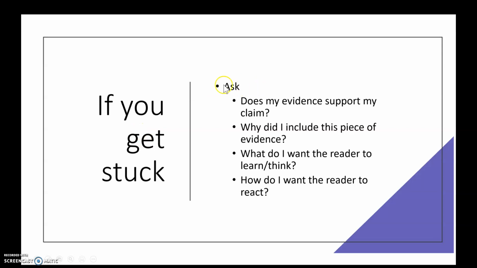If you get stuck, you want to ask yourself, does my evidence support my claim? Why did I include this piece of evidence? That's a big one students, and people, often struggle with: they'll include evidence and they won't explain it. So just ask yourself, why did I include it? Why did I think this was important enough to put in my paragraph? And then explain your reasoning. What do I want the reader to learn or think, or how do I want the reader to react? Those are also good things for the analyze step. They're even better for the transition sentence.